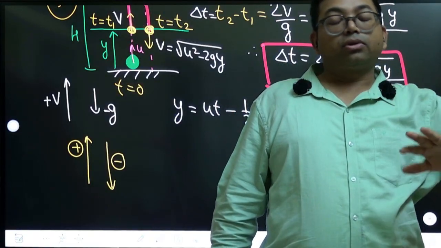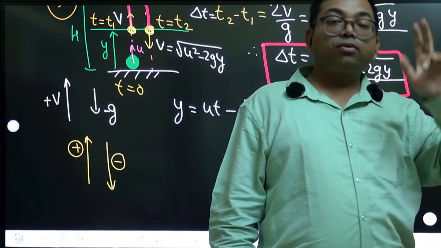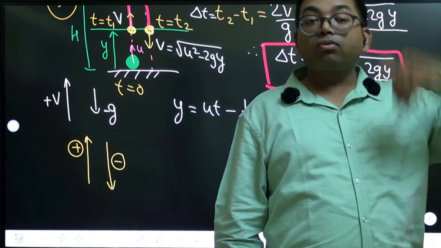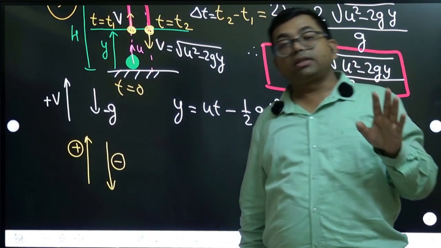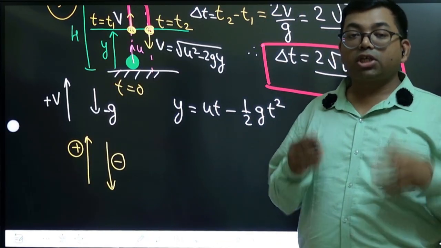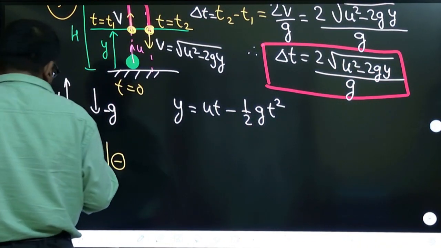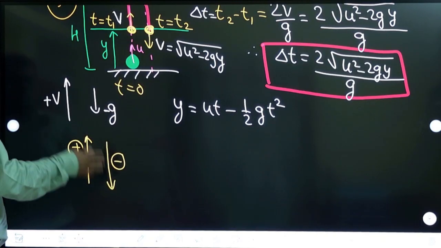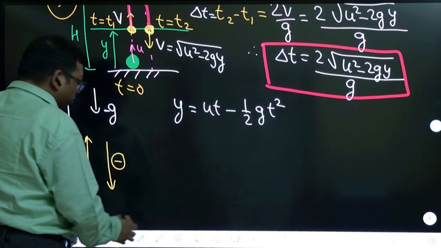The choice is yours. If you choose upward as positive, downward will be negative. But if you choose upward as negative, then downward will be positive. One time only you have to make the choice, again and again you cannot change that. So in this problem we are choosing upward positive, downward negative. So this is why y is equal to ut plus half gt square.